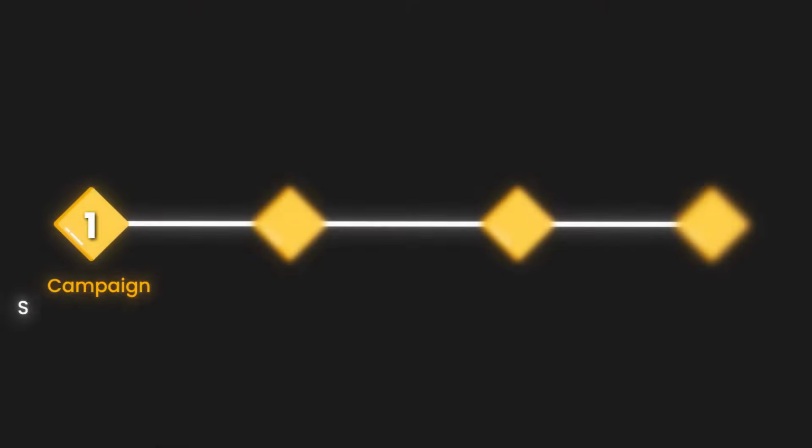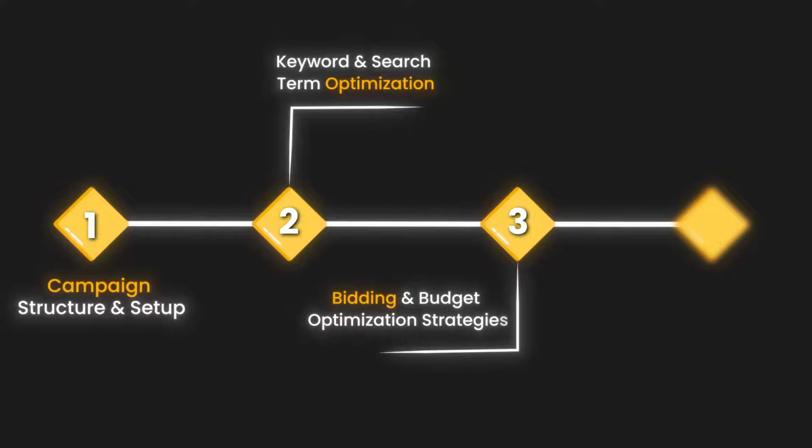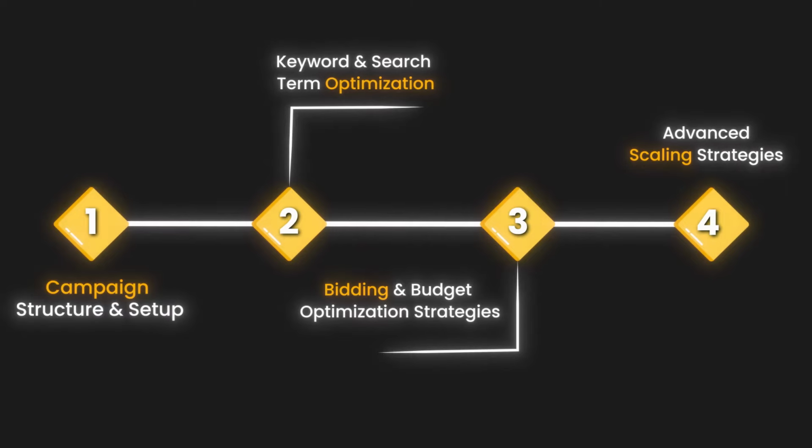We already discussed a lot of things when it comes to Amazon advertising. We spoke about campaign structure and setup. We spoke about keyword and search term optimization. And we discussed bidding and budget optimization strategies. Now, what I want to talk about in this video is advanced scaling strategies when it comes to Amazon advertising, once you've got the fundamentals right, you're optimizing your campaigns, and you're getting your targets in Amazon.